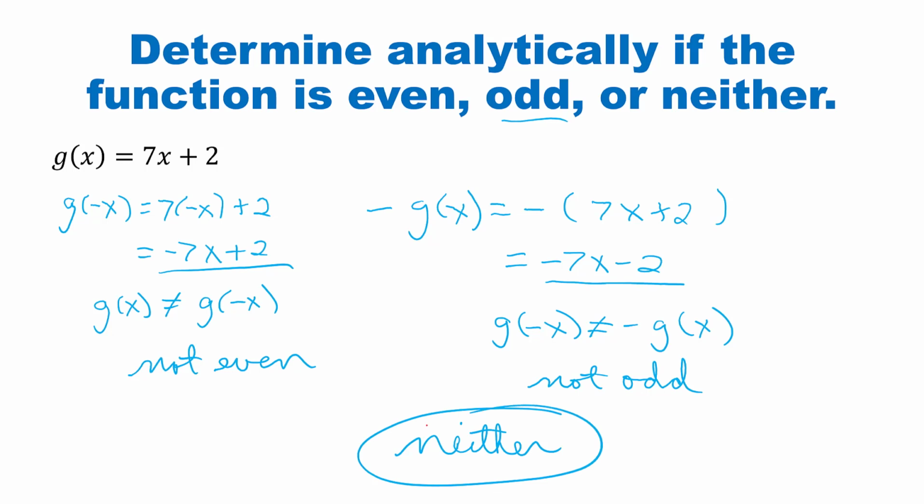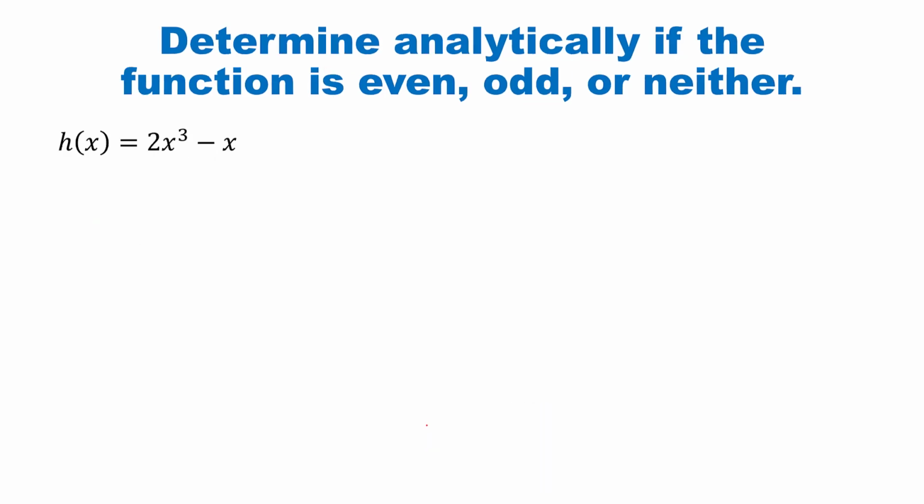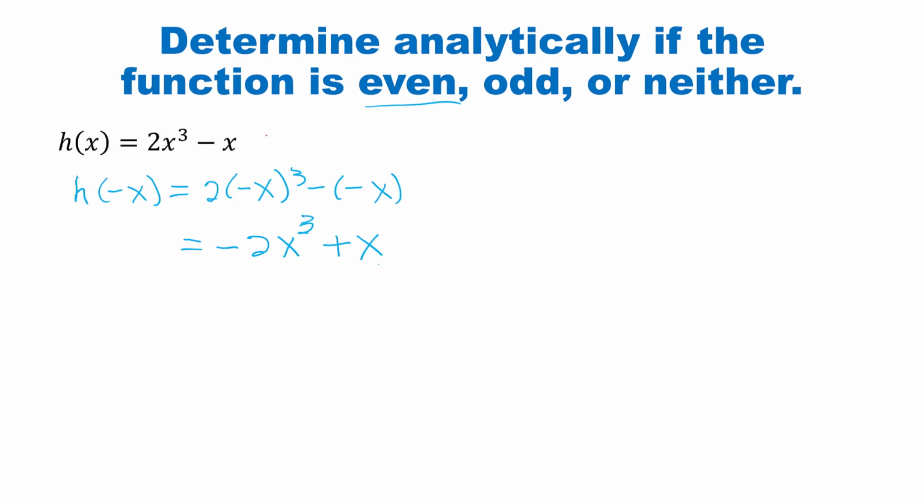All right, and we move on to one more, where we have h of x equals 2x cubed minus x. Again, we first check if it's even. We find h of negative x by plugging in negative x for x, simplifying. Negative x cubed is the same as the negative of x cubed. And we find that negative 2x cubed plus x is not the same as h of x. So our function is not even.